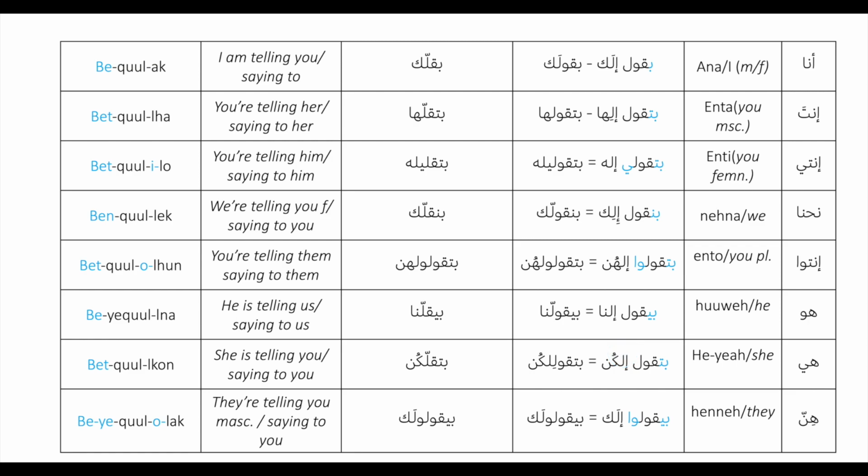However, you could make so many other combinations, and I would definitely recommend that you give it a try. For example, if you say they are telling us, you would say بيقولولنا. So what I would like is for you to give it a try and make different combinations, like they are saying to us, or she's saying to you, or she's saying to them, and so on. Definitely give it a try.